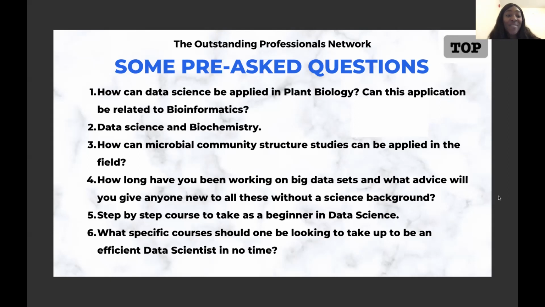How can microbial community structure studies be applied in the field? Well, I think I touched a little bit on that too in my presentation, where we showed that the community structure of corn was different from that of canola and was different from that of soybean.